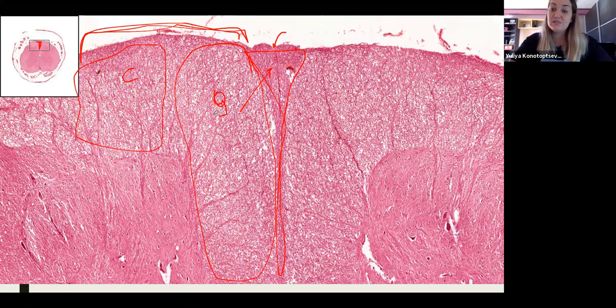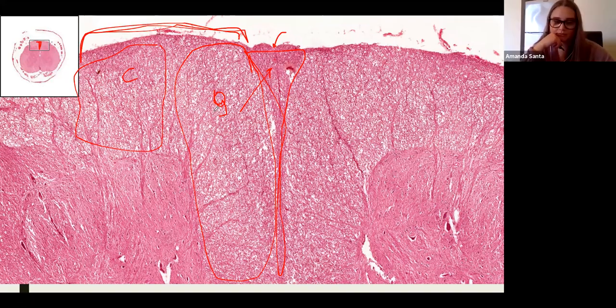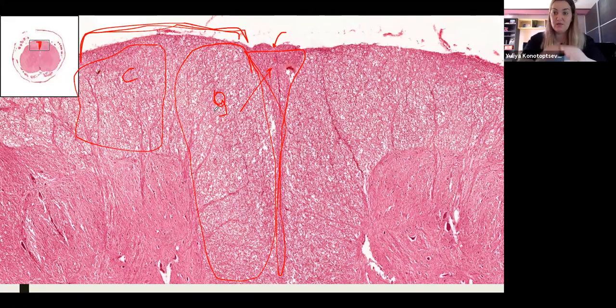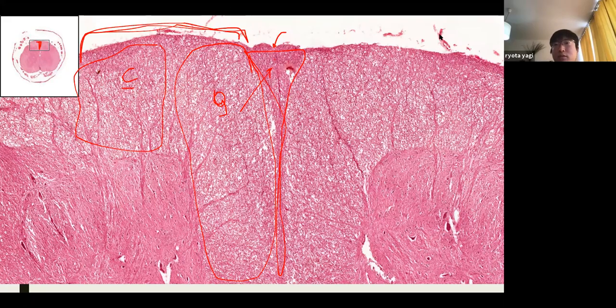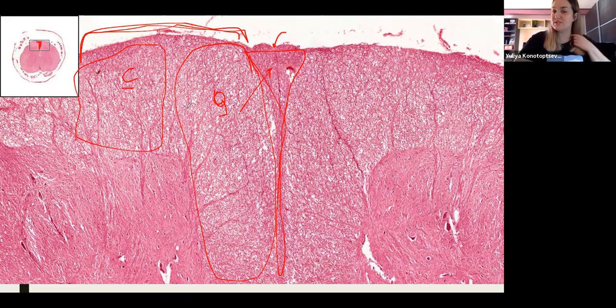Gracilis carries from where? Lower limb. Very good, right? Because it is located medially, it has to be carrying it from the lower limb. The cuneatus will be from the upper limb. You remember the border? T6. Very good. It's going to be T6, yes. So everything below T6, this is the gracilis. Everything above T6, this is going to be fasciculus cuneatus.